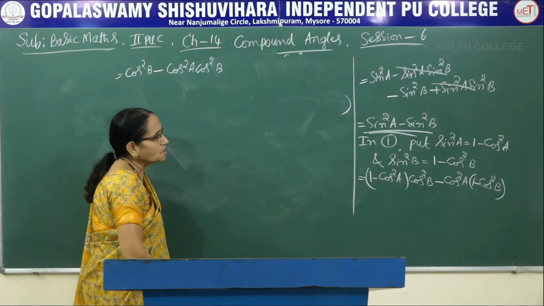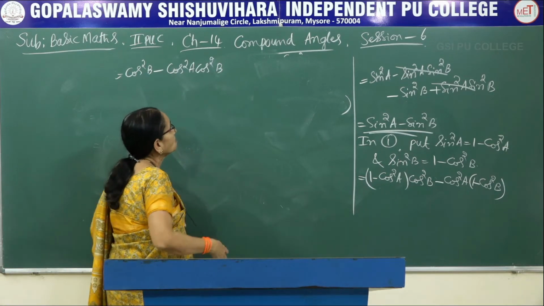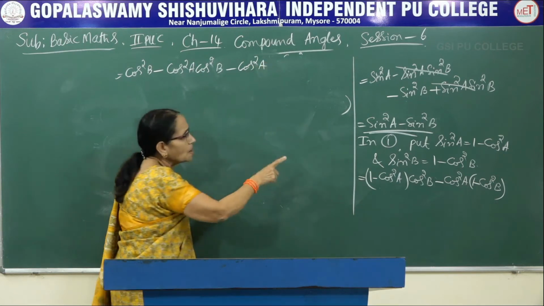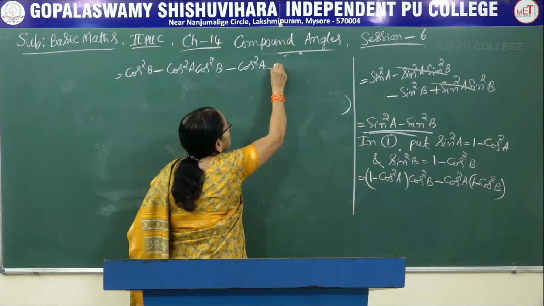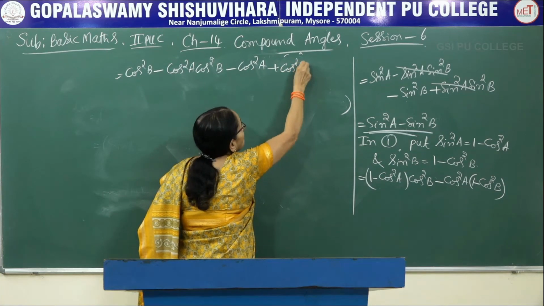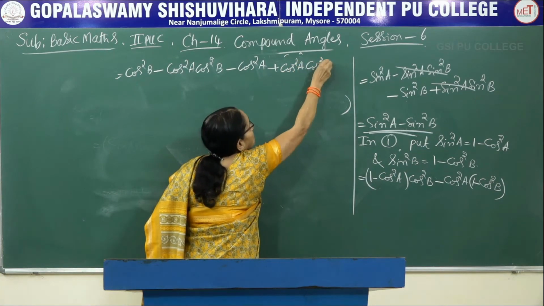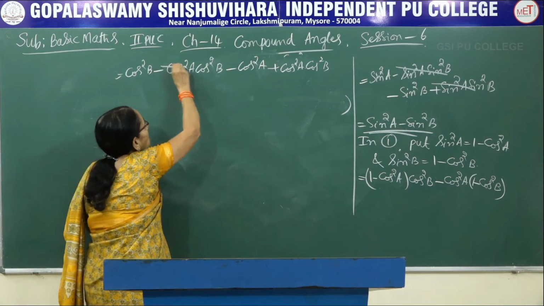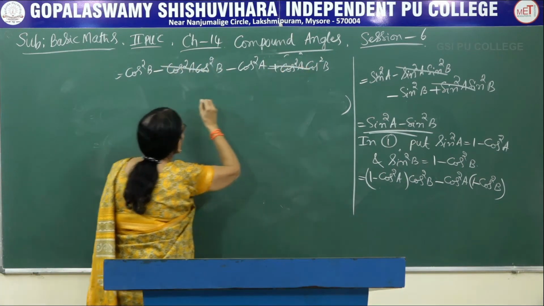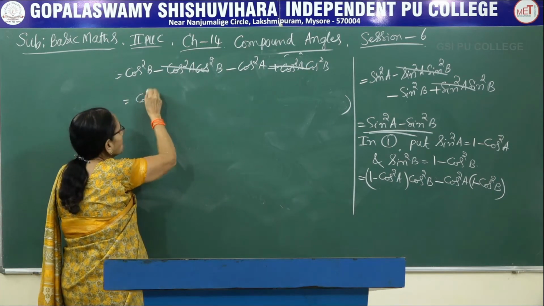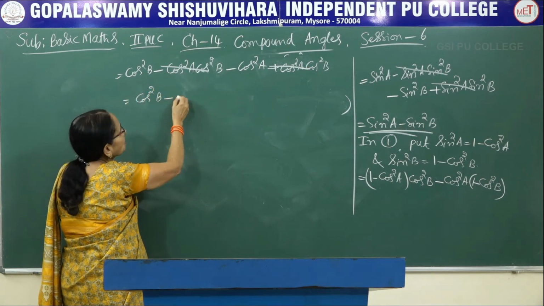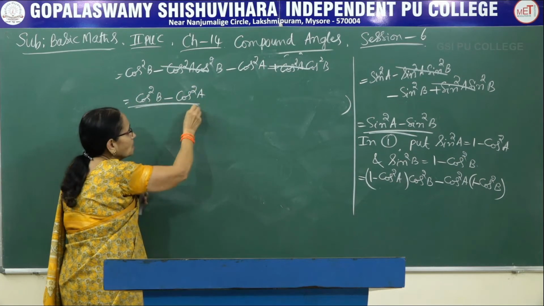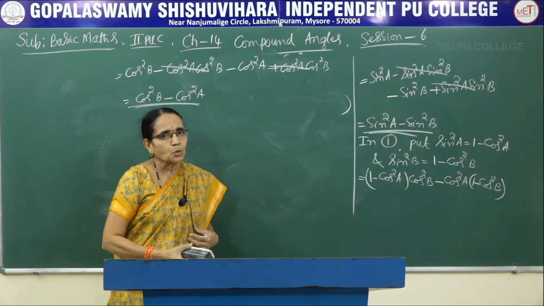Next, minus cos square A into 1, so that would be minus cos square A. Finally, minus of minus plus cos square A into cos square B. In this case also, you clearly observe that the product terms get cancelled. One is positive, the other is negative. Now, cos square B minus cos square A. So, this was the second result that you are expected to prove.